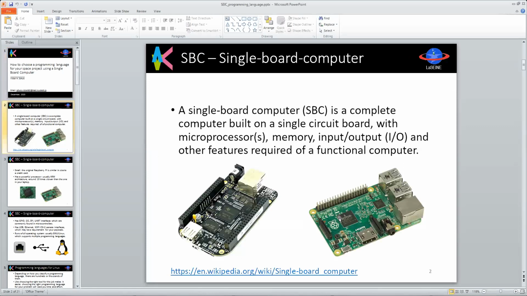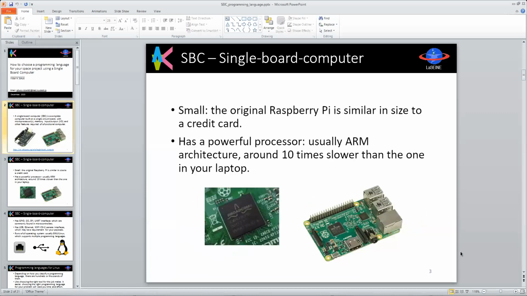First, a quick introduction. What is a single board computer? A single board computer, as the name says, is a complete computer built into a single board with all you need in a computer: microprocessor, memory, inputs and outputs, and other features for having a functional computer. So it's a computer in a board. And they are very interesting, and they have applications in space mainly because they are very small.